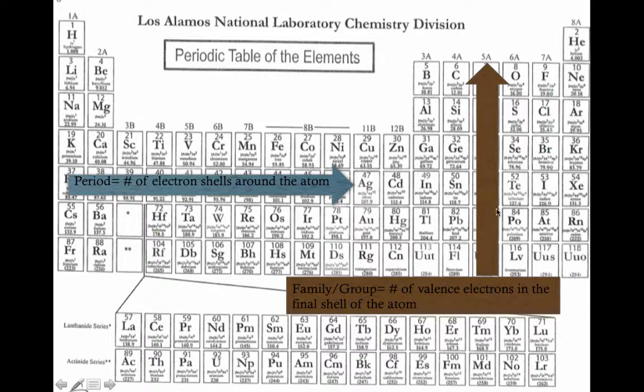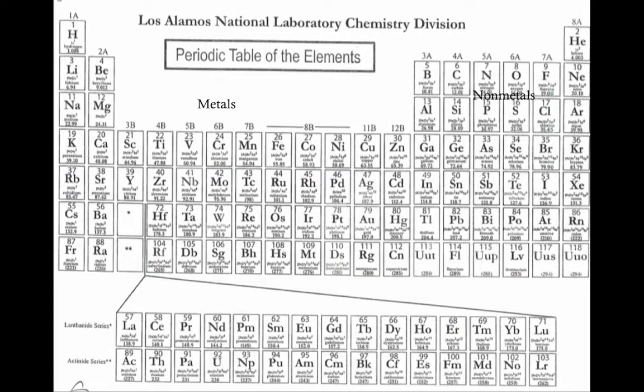So again, families or groups go up and down. They tell you the number of electrons in that final outer shell. Periods go side to side, and they tell you how many shells surround the atom. So a little review there for you. You can feel free to write that on your periodic table anywhere you want. Okay, so here's what else you're going to need to write on there.